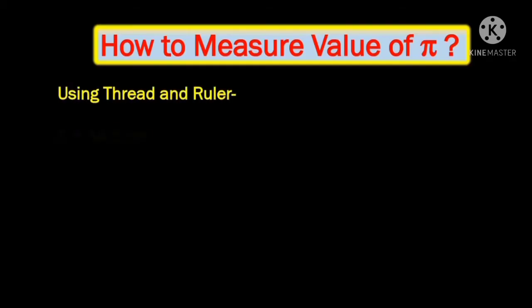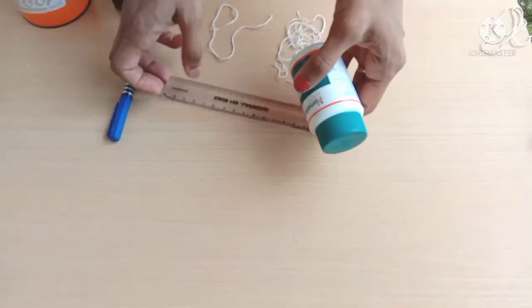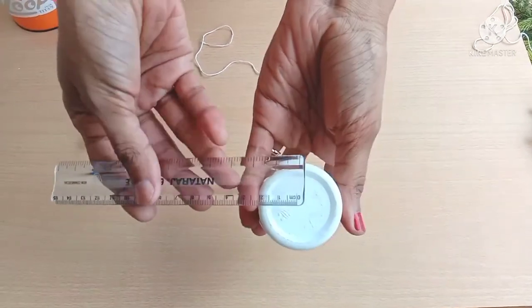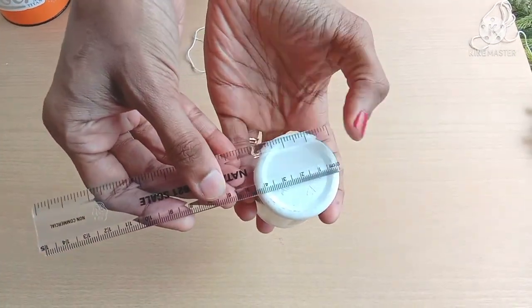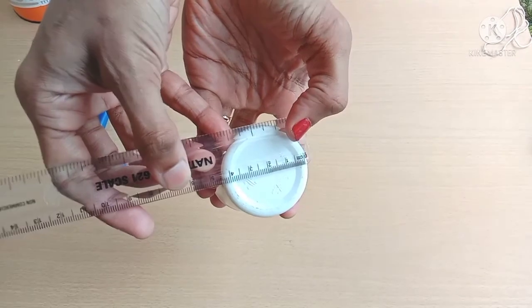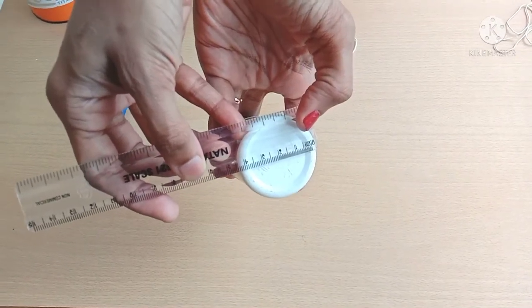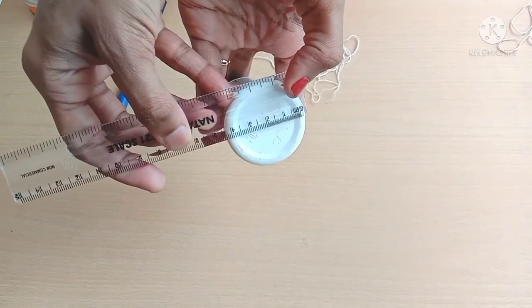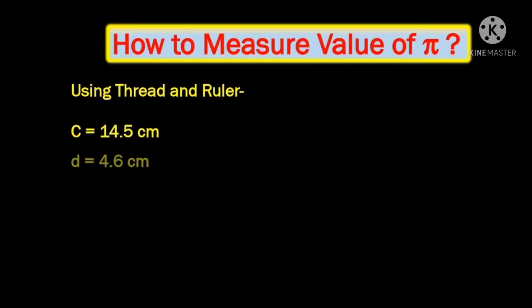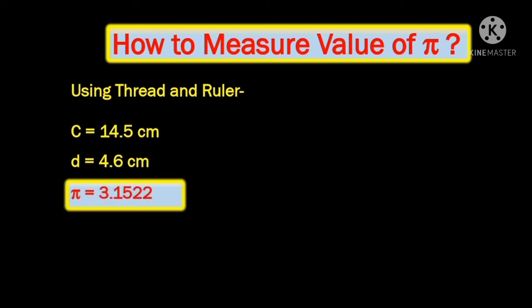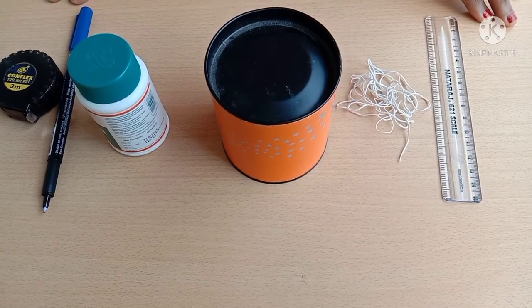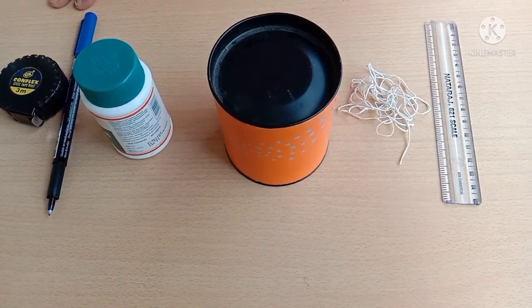Now I got the value of the circumference to be 14.5 centimeters. Friends, the next step is to keep the ruler roughly around the middle area of the circular section somewhere over here and note down the observation. This will give you the diameter of the circular section. The value of the diameter was 4.6 centimeters, so we can divide circumference by diameter to get the value of pi as 3.1522.